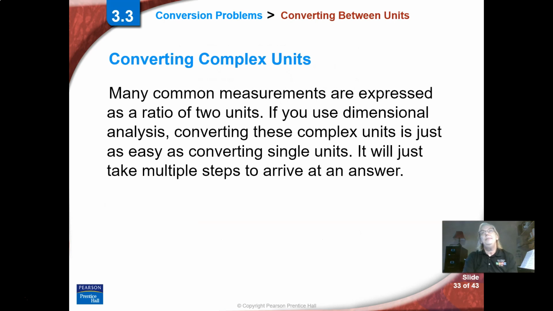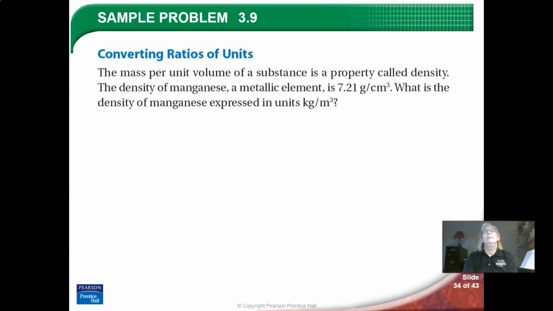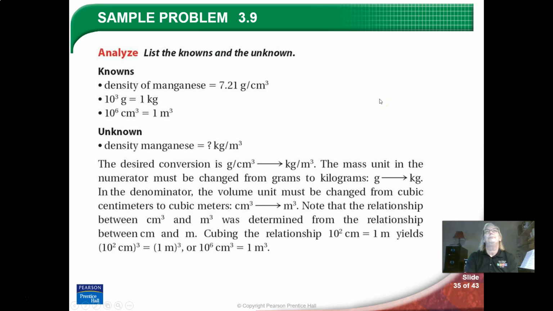Sometimes we have complex units that are a ratio of 2 other units. So these are more complicated. This thing right here is called the density. It's a mixture of grams and cubic centimeters, and that's called more of a complex kind of unit, but we're going to use this a lot. We know the density, and we're trying to figure out, instead of grams per cubic centimeter, what it would be in kilograms per cubic meter. So we're going to have to do a bunch of steps on this one.